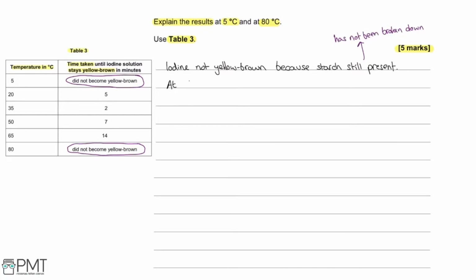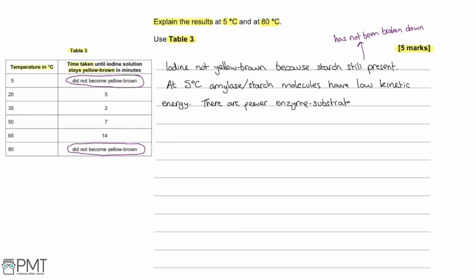Next, you need to start explaining why this has happened. So 5 degrees C is a very low temperature, and the molecules of the amylase or the molecules of starch would have a low kinetic energy. And this means that the frequency of their collisions will decrease. They bump into each other fewer times per second, and the reaction therefore occurs more slowly.